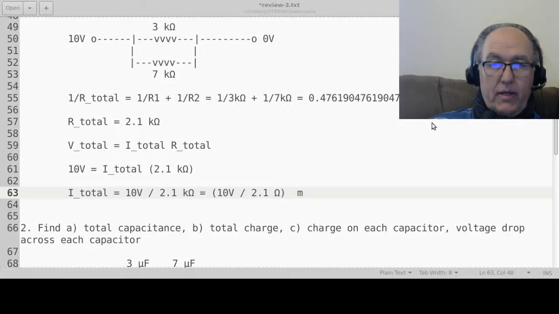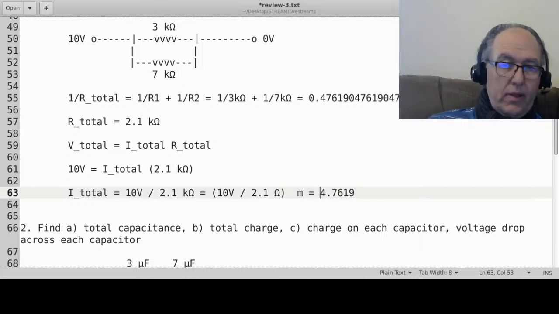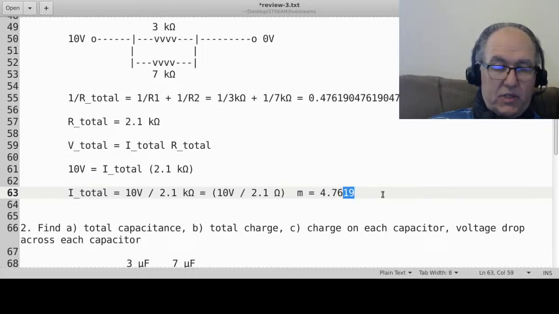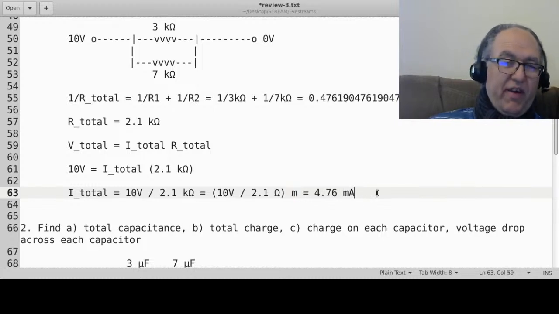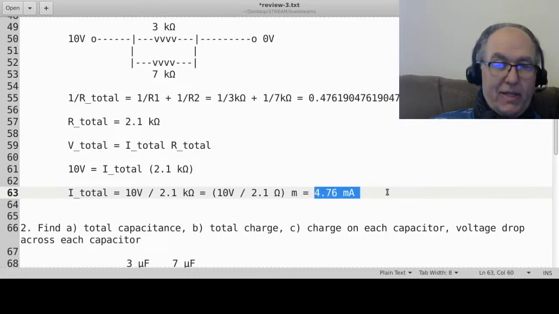So it's 10 divided by 2.1, and that gives me this number right here. Let me round it off, that's too many digits. And that would be in milliamps. That M out there kind of looks funny, but all I wanted to do was show you that the kilo in the denominator gives you the milli in the numerator, and there it is in front of the amps. So that's the answer right there, 4.76 milliamps.